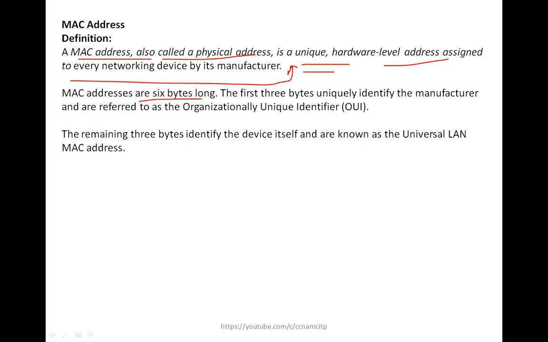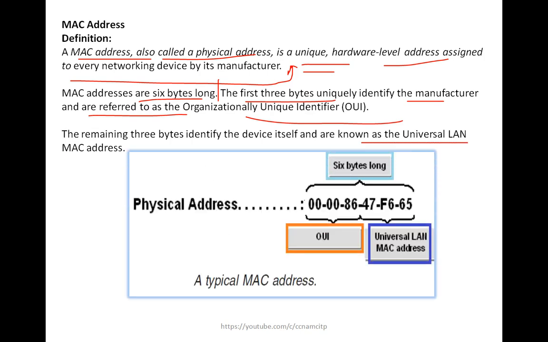MAC addresses are 6 bytes long. The first 3 bytes are uniquely identified by the manufacturer and referred to as the organizational unique identifier. The remaining 3 bytes identify the device itself and are known as the universal LAN MAC address. I will show you what that means. So this is what we have here, MAC address.